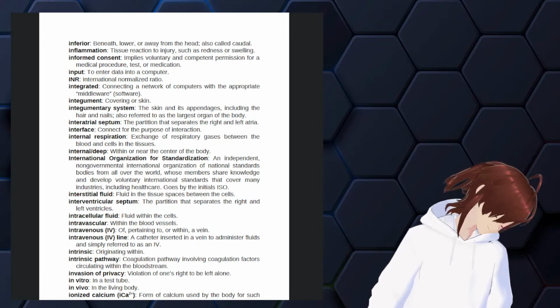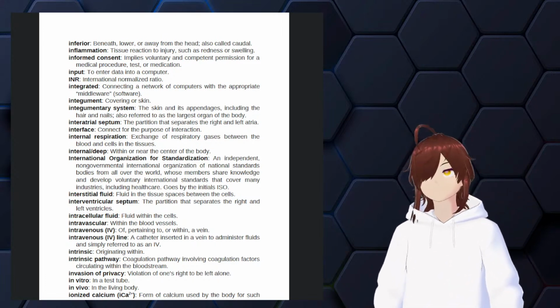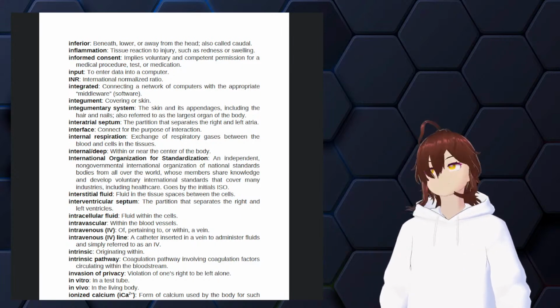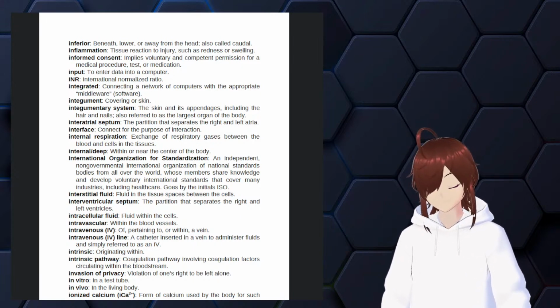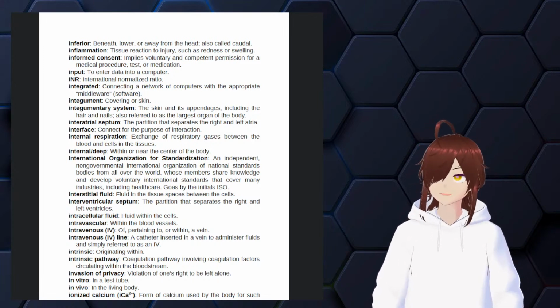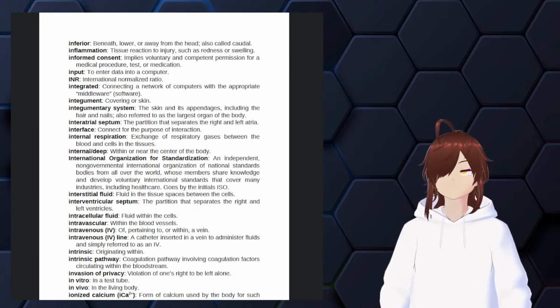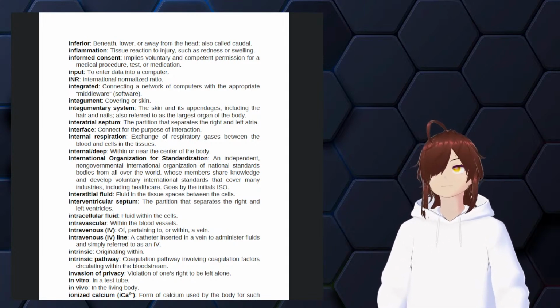Integument, covering or skin. Integumentary system, the skin and its appendages, including the hair and nails, also referred to as the largest organ of the body. Interatrial septum, the partition that separates the right and left atria. Interface, connect for the purpose of interaction. Internal respiration, exchange of respiratory gases between the blood and cells in the tissues. Internal, deep, within or near the center of the body.